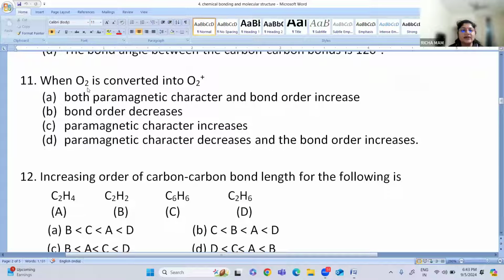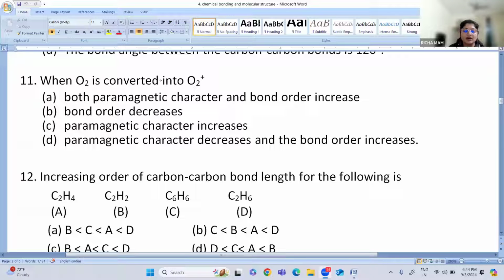Next question. When O2 is converted into O2 plus, A, both paramagnetic character and bond order increase. B, bond order decreases. C, paramagnetic character increases. D, paramagnetic character decreases and the bond order increases.